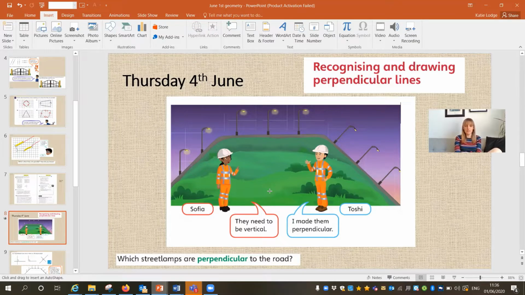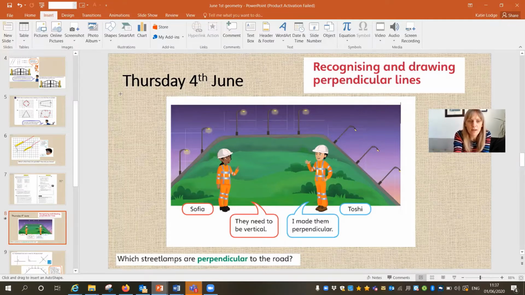Now, Sophia has said they need to be vertical. Now, remember, a vertical line is going straight up and down. Now, Toshi has said, well, I've made them perpendicular. So who is right? Are they all perpendicular? And do they have to be vertical, going straight up and down, in order to be that way? I don't think they do. We've just said that if they are perpendicular lines, they have to meet another line or thing at a right angle.